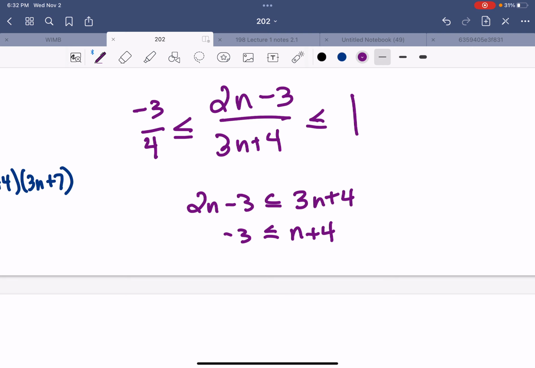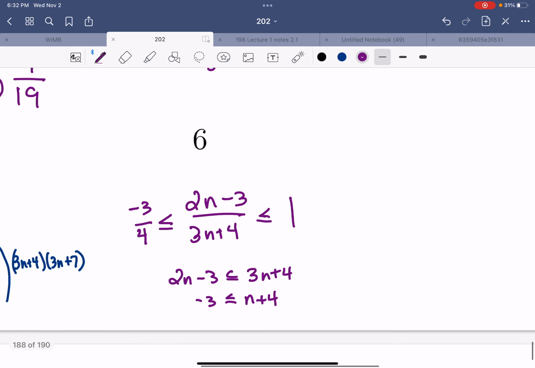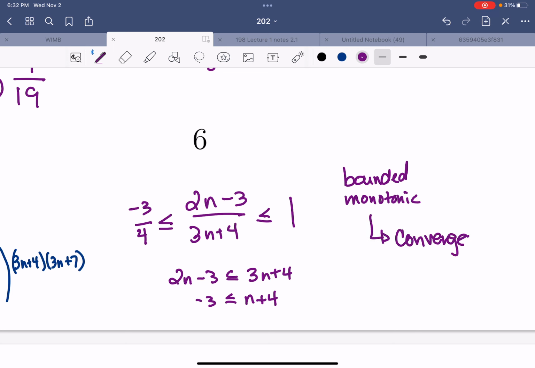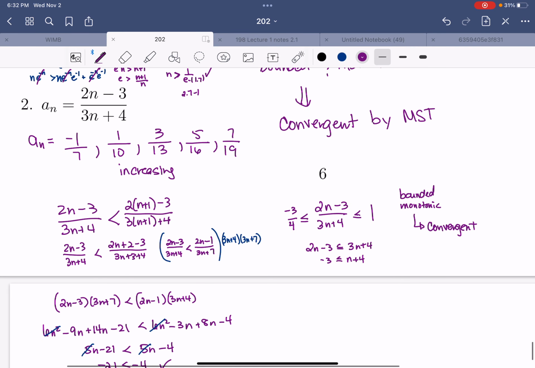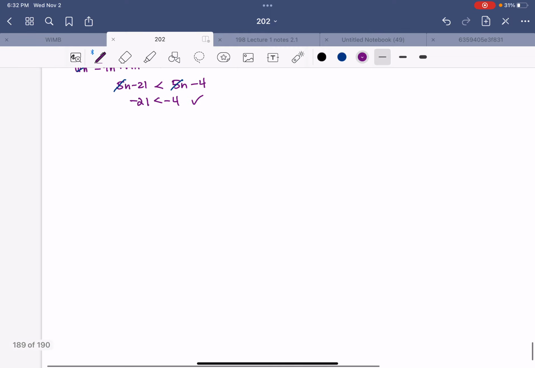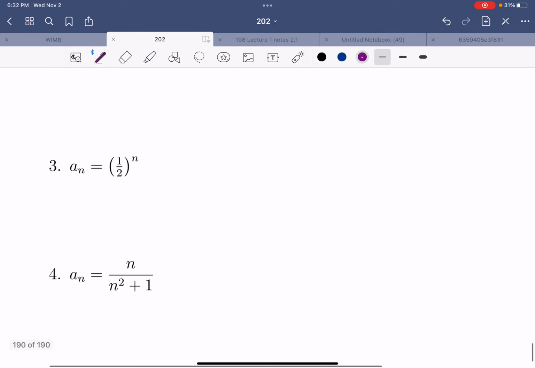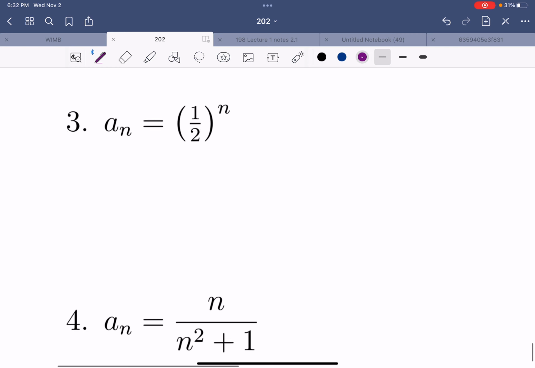So you can choose. These numbers don't have to be the ones that you use. You just have to be able to justify them. So now we can say that it is bounded and monotonic. Therefore, it is convergent. In fact, if we look at the limit, it's convergent to 2/3. Okay. So again, quite involved here as we're working our way through. Okay. All right, we did this one already. 1/2 to the n we already showed is decreasing.